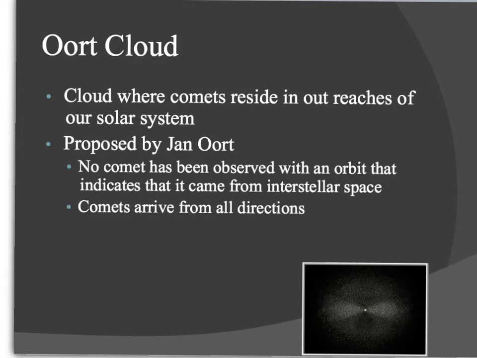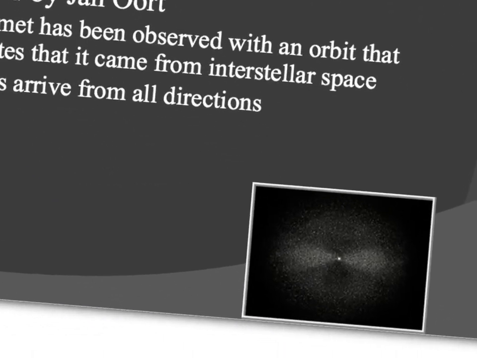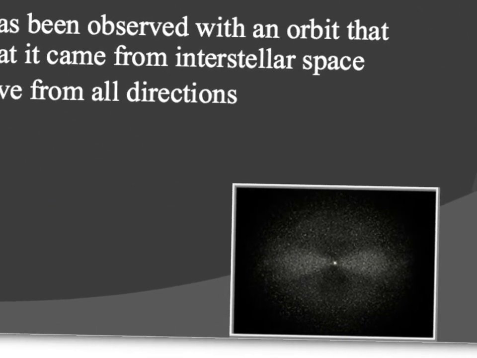All right, the Oort Cloud is the cloud where comets reside. It was proposed by Jan Oort. No comet has been observed with an orbit that indicates that it came from interstellar space. So they're saying that comets are arriving from all sorts of directions. So if you look in this picture here, this cloud-like thing is the Oort Cloud.